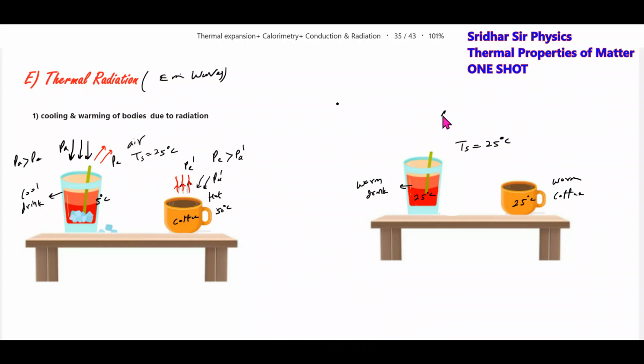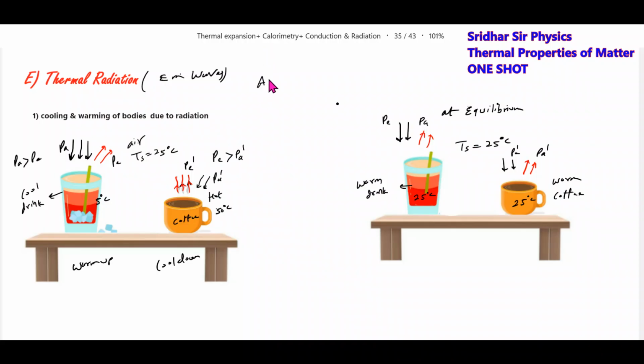Finally, at thermal equilibrium, the rate of absorption will become equal to the rate of emission. Similarly, here the rate of emission should become equal to the rate of absorption. Both will be equal. Then the temperature of this will neither increase nor decrease. So what is the basic idea? All bodies radiate at all temperatures, whether warming up, cooling down, or at thermal equilibrium. It will be emitting as well as absorbing.